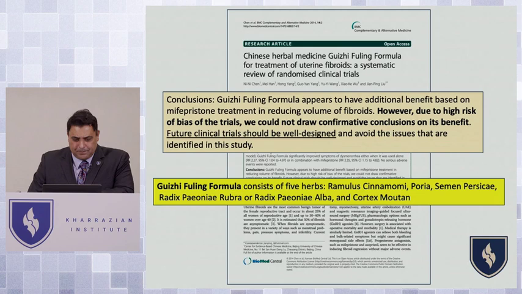And then what's been published in the literature, and is very popular in Chinese medicine, is Guizhi Fuling formula. Guizhi Fuling formula appears to have additional benefits based on mifepristone treatment in reducing the volume of fibroids. However, due to the high risk of bias of the trials, we would not draw a confirmative conclusion on its benefits. Future clinical trials should be well designed to avoid these issues identified in the study. And this formula is a combination of these herbs.